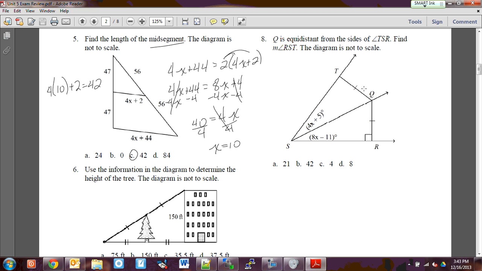All right, let's jump over here to 8. It says Q is equidistant from both sides. That means that it is an angle bisector, so we know that both of these angles have the same exact measure.